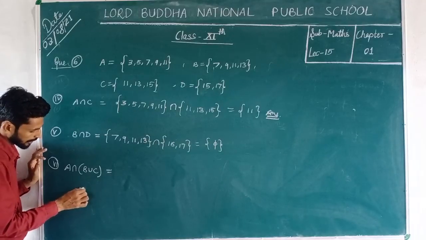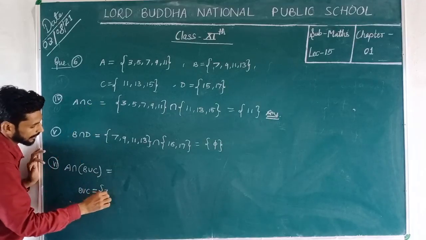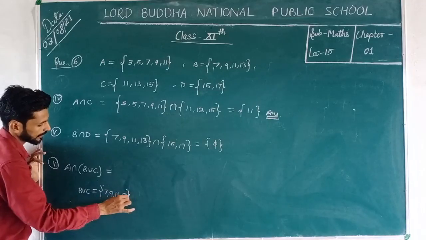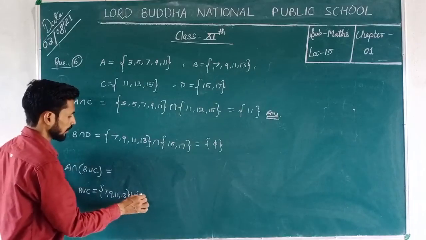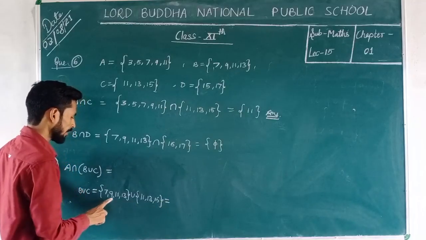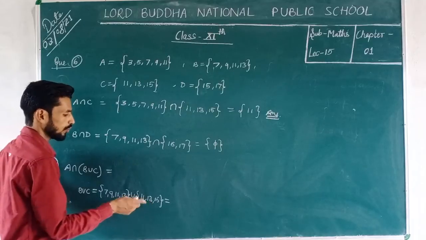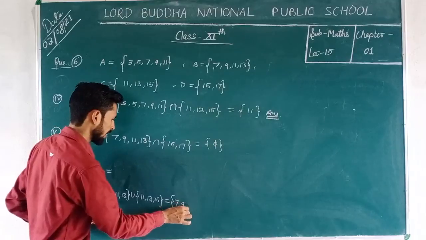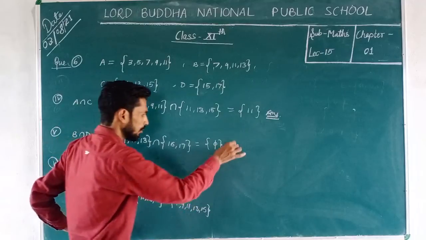So first we will find B union C. B union C is equal to the elements of set B, that are 7, 9, 11 and 13, and then write the elements of set C, that are 11, 13 and 15. So that's equal to 7, 9, 11 and 13, and 11 and 13 are common elements, so only one time we will write them. So write the elements 7, 9, 11, 13 and 15.